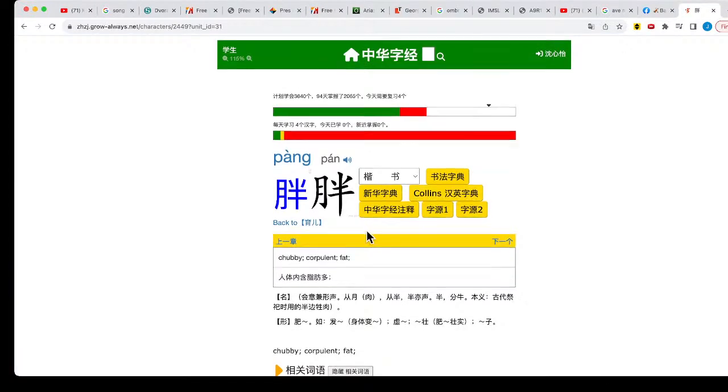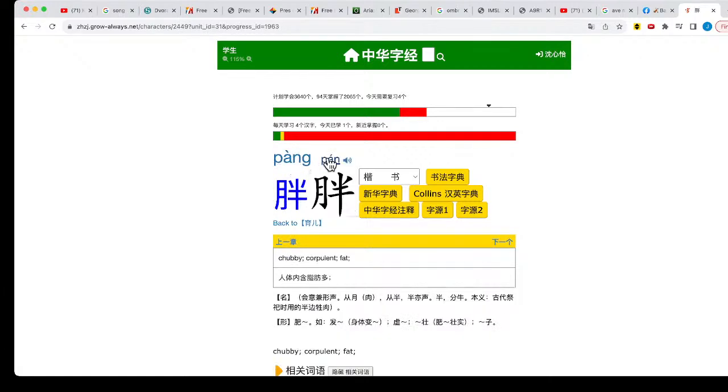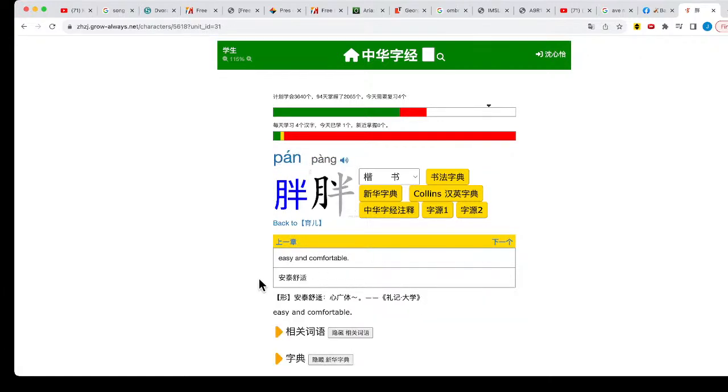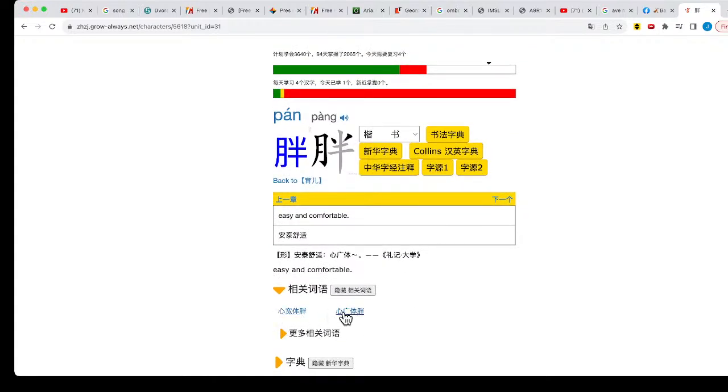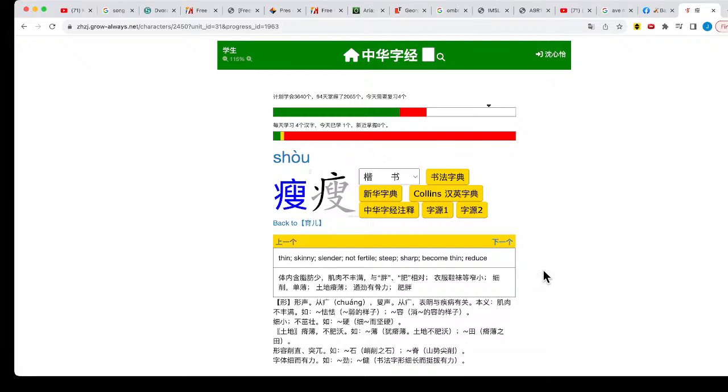Next one. Now this character has two pronunciations. Another one is pronounced as 盘. 盘 means easy and comfortable. 心宽体盘. 心广体盘. That's an idiom. And so it just means that your heart is at ease, and your body is relaxed, and that's why you put on a lot of weight. Okay, so 心宽体盘. 瘦. 瘦 is the opposite, which means thin, skinny, slender.